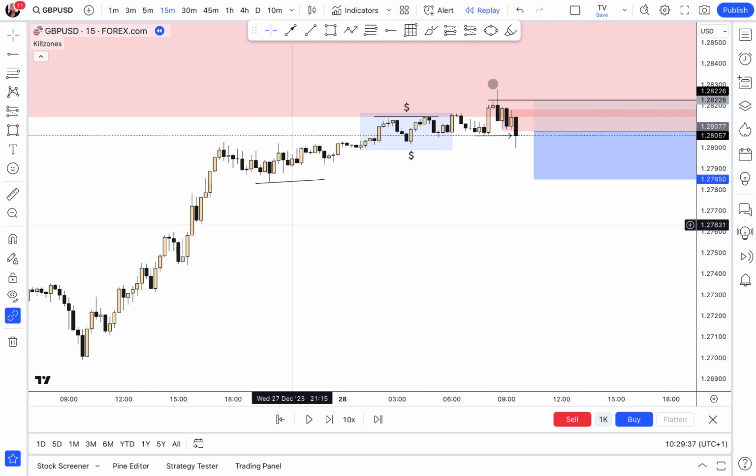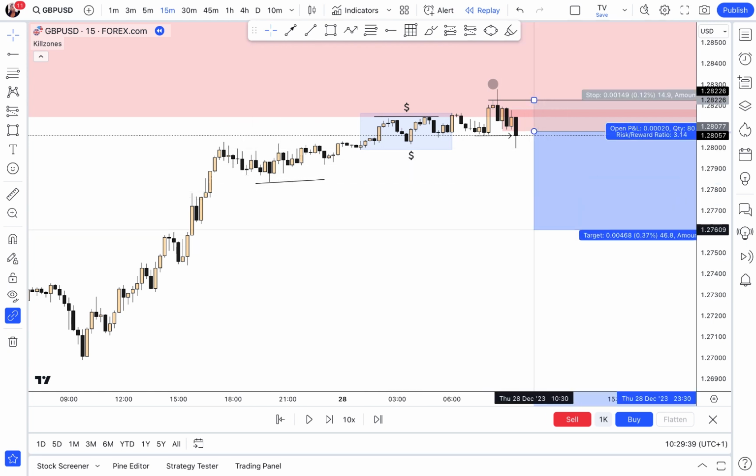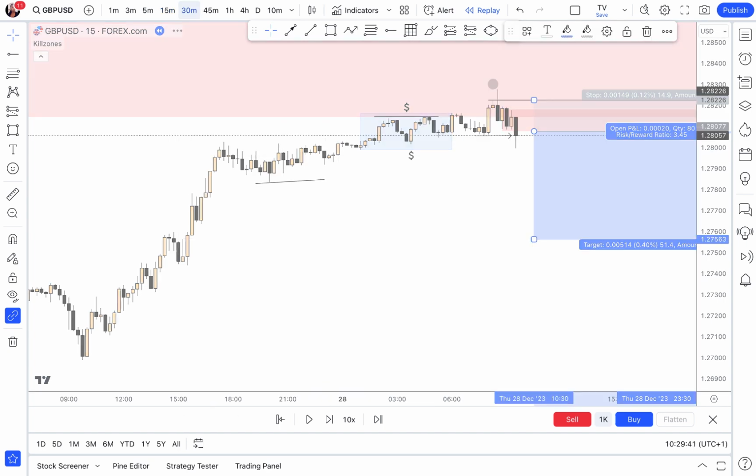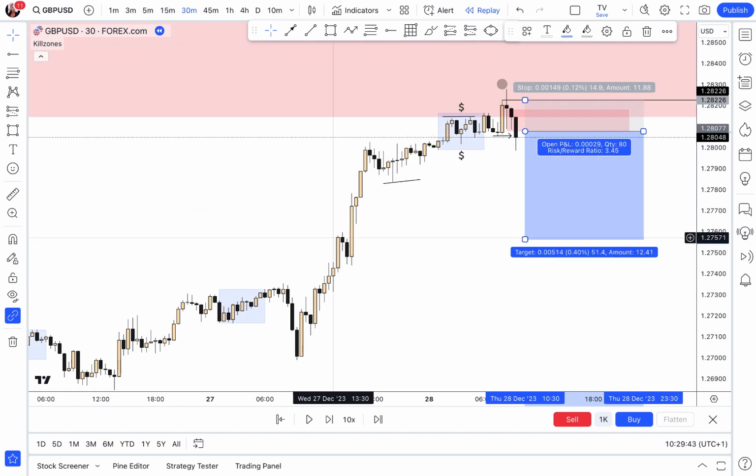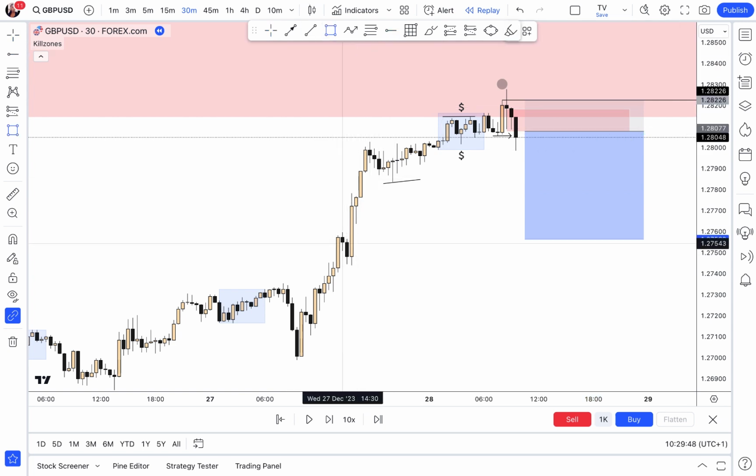So for my take profit zone, I'll be looking for imbalances or demand level where I can exit my trade. So this is the first demand zone I'm seeing right here. So at this point, market can actually reverse.